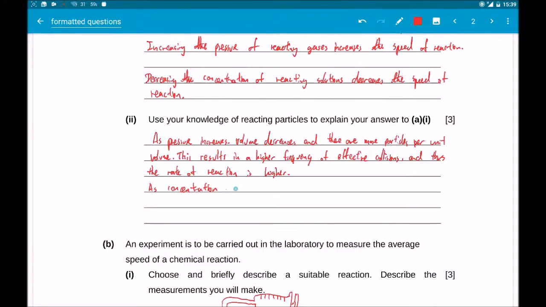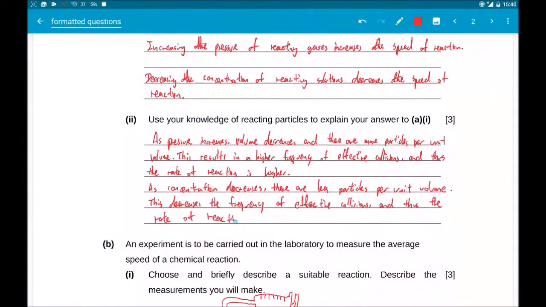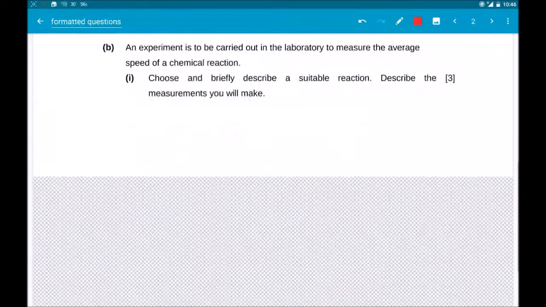For the second part, we mentioned that the decrease in concentration will decrease the speed of reaction. So why is this so? As concentration decreases, there are less particles per unit volume. This decreases the frequency of effective collisions, and thus the rate of reaction is lower. Let us look at part B of question 9.